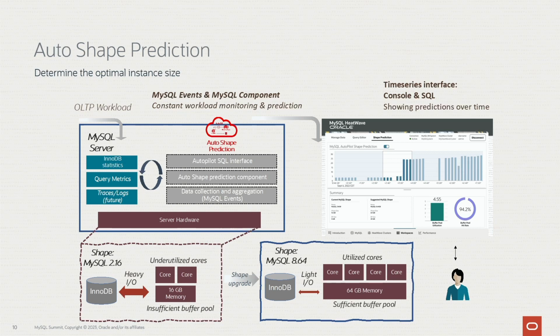So we introduced this concept called auto shape prediction, where we actually read a lot of the statistics, and given we monitor the user's workload continuously, we are able to predict what's a good buffer pool size for them. And once we decide a buffer pool size, we know which is the shape which corresponds to that optimal buffer pool size. And we recommend a shape.